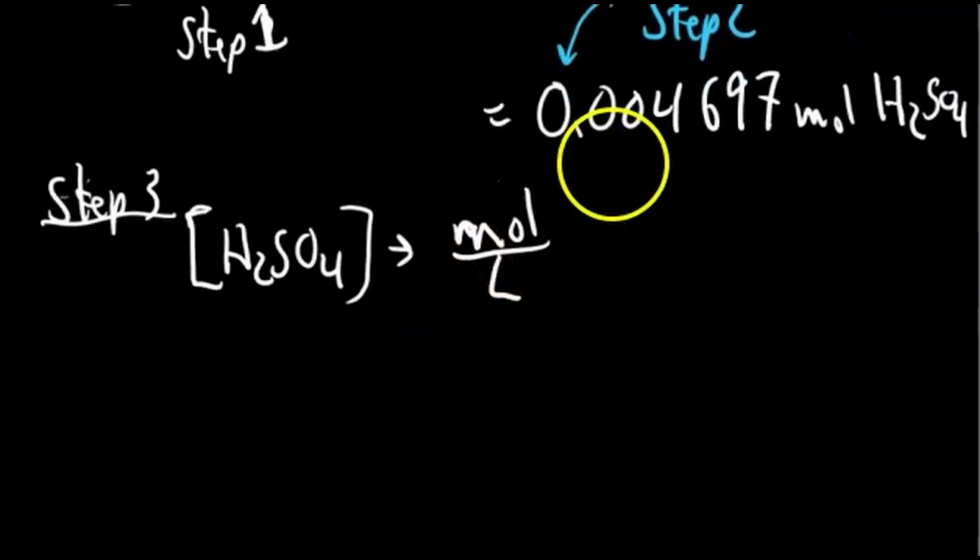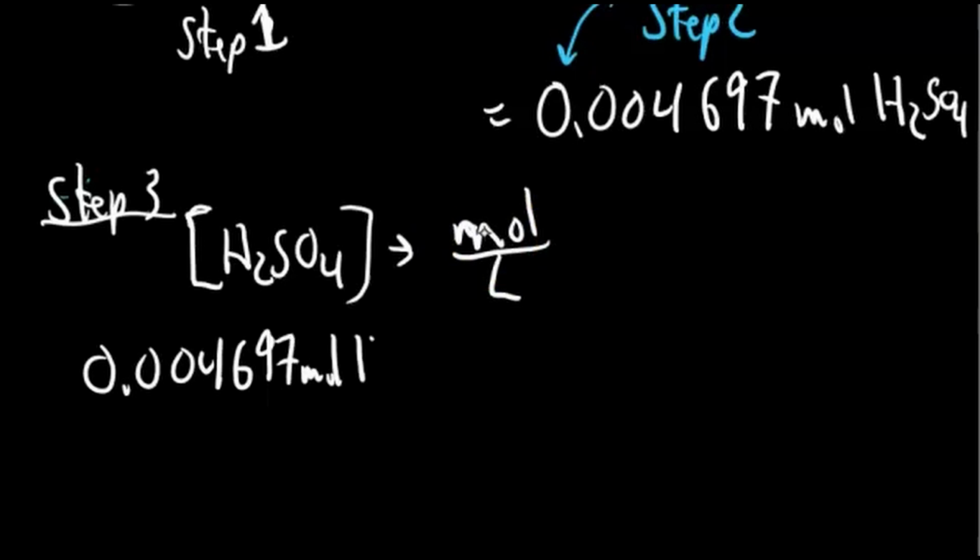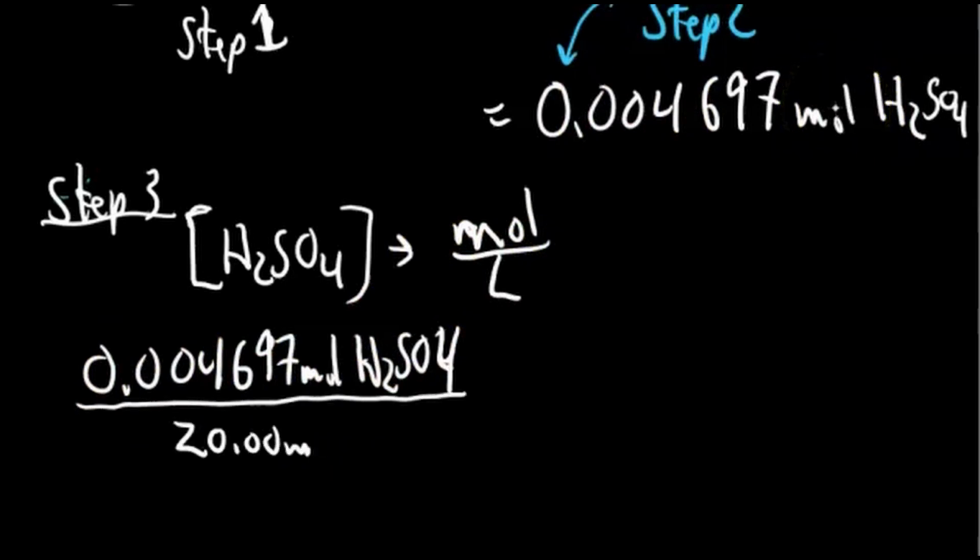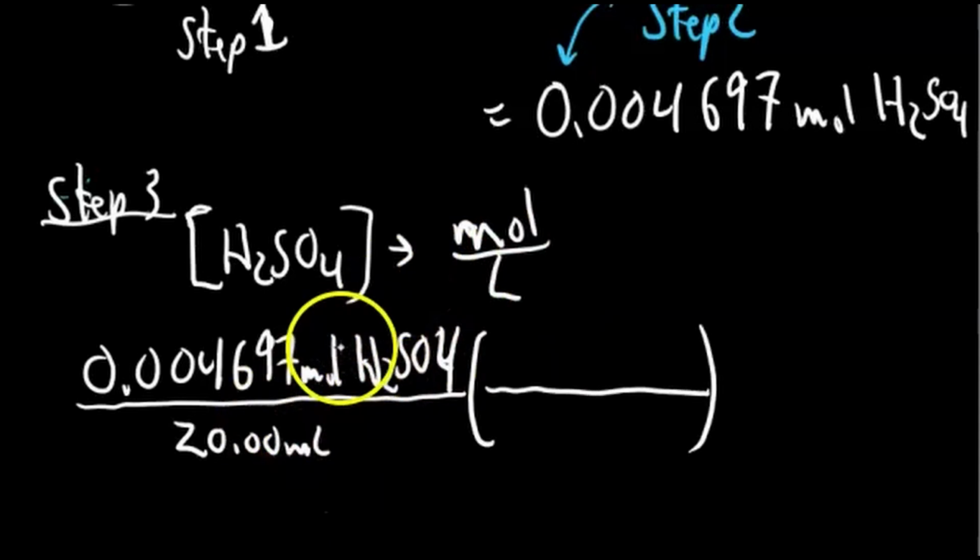So we have 0.004697 moles of H2SO4, and it's not this many moles in every 1 liter. There's this many moles in 20 milliliters. So we need to convert milliliters to liters. I'll show you another way to do this as well in a minute. We want liters in the denominator and milliliters to cancel out, and for every 1 liter, there's 1,000 milliliters.